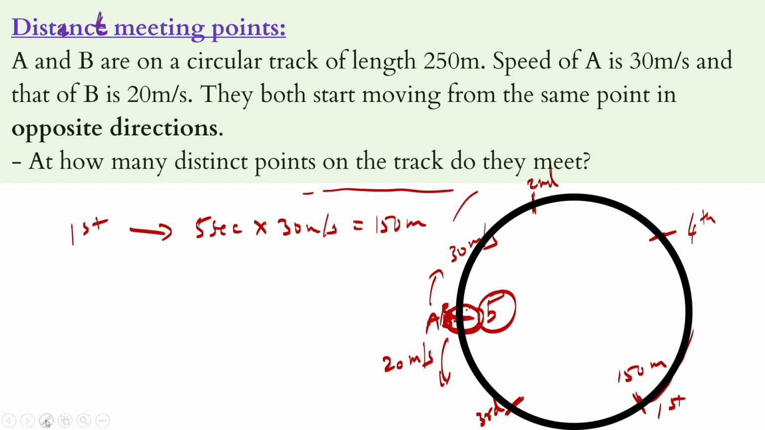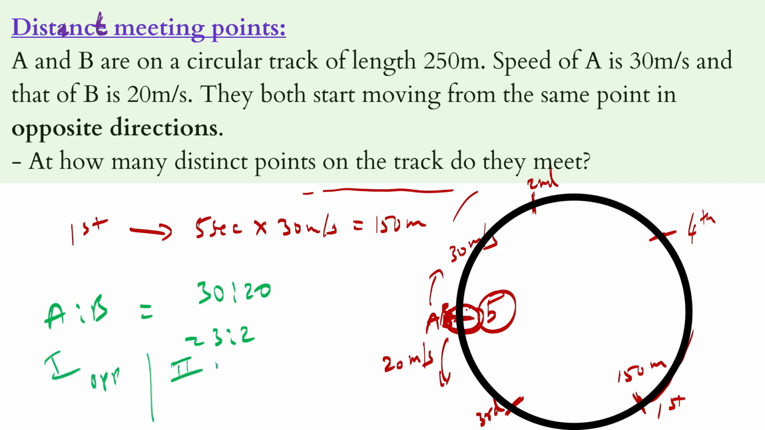In these kinds of cases, we must take the ratio of speeds, right? Here we got 5 distinct points through our calculation. But if we take the ratio of speeds of A and B, A is to B, what is the ratio here? 30 is to 20, right? 3 is to 2. This is the ratio. Now we have two cases. Opposite direction is case 1 and same direction is case 2.